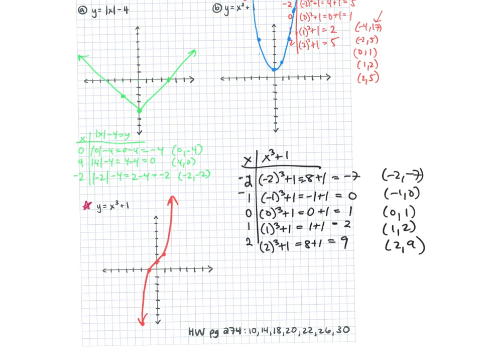Okay, this one's kind of hard unless you really know what it looks like, but look at that little squiggle there. I just plugged in -2, -1, 0, 1, and 2, and got these points. Plotted 1, 2, 3, 4, 5 points, and then just kind of connected the dots smoothly. That's your x cubed plus 1. Okay, here are your numbers to try. Enjoy.